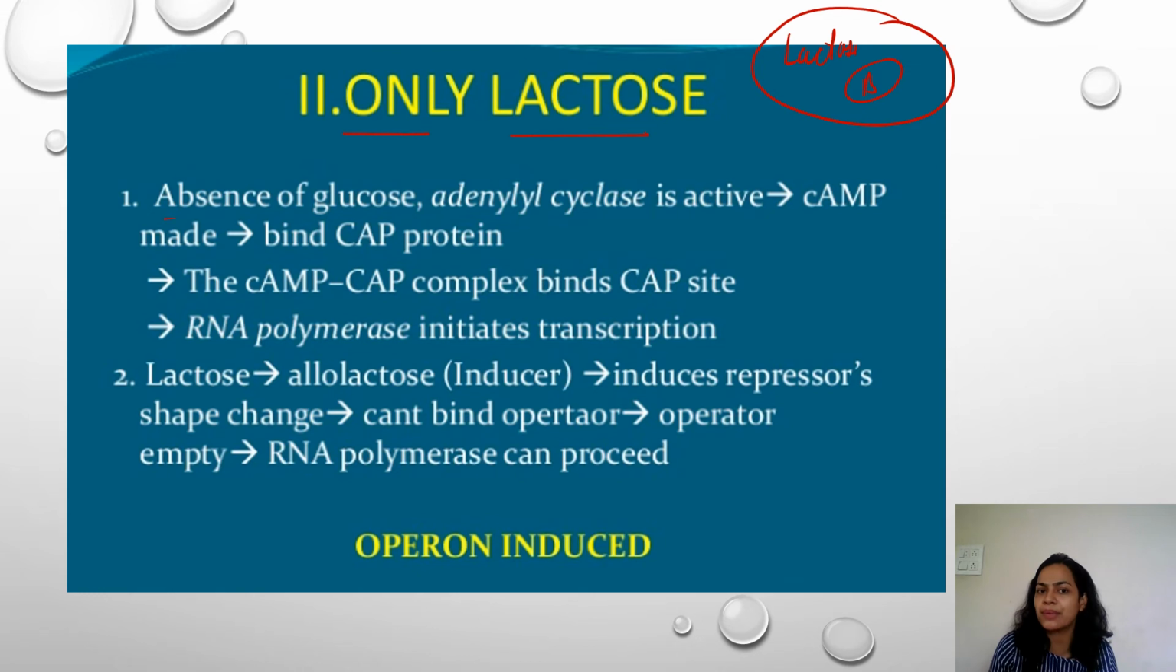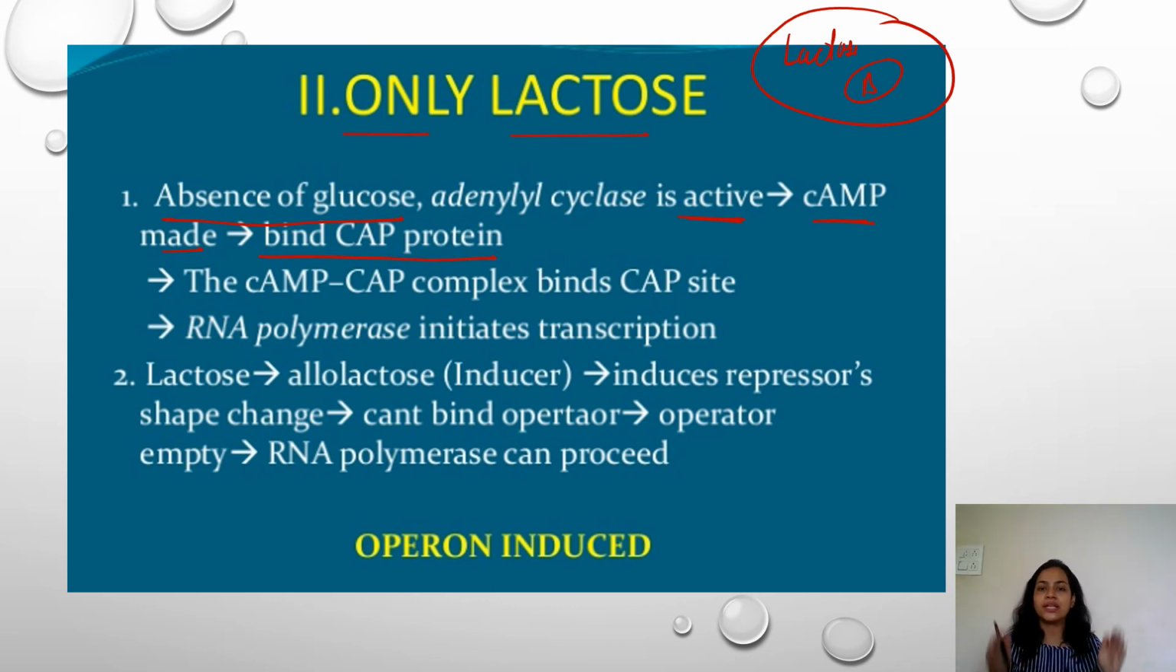So you can see what is happening. The glucose level is almost zero, or glucose is not there, or glucose is very low. What will happen? The adenyl cyclase will become active. Once the adenyl cyclase is active, the cyclic AMP will be made. Its concentration will increase within this bacterial cell, and it will go and bind to CAP protein.